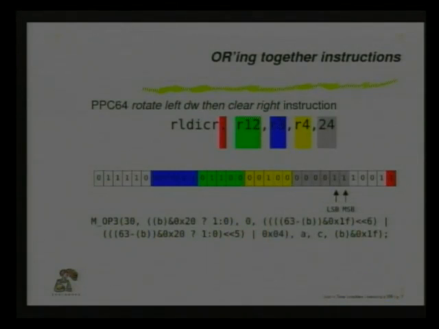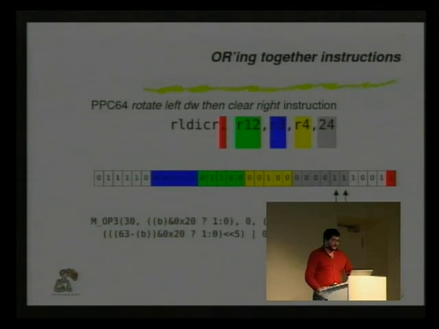When generating code, it always comes down to ORing together bit fields. That will be important later when we talk about the exploits, because we almost always have some integer overflows. Here you can see a rotate left double word then clear right instruction of the PowerPC 64. This instruction is said to be Turing complete, and it could be true.